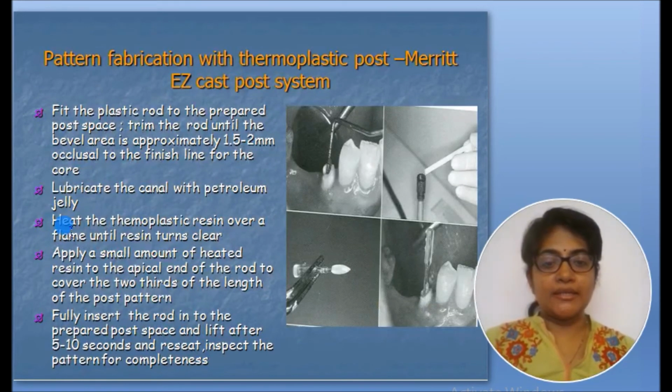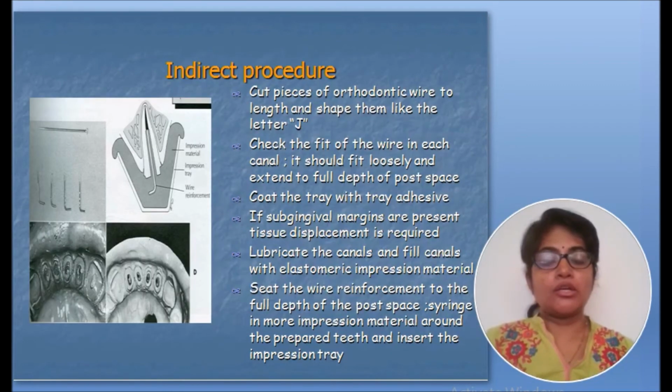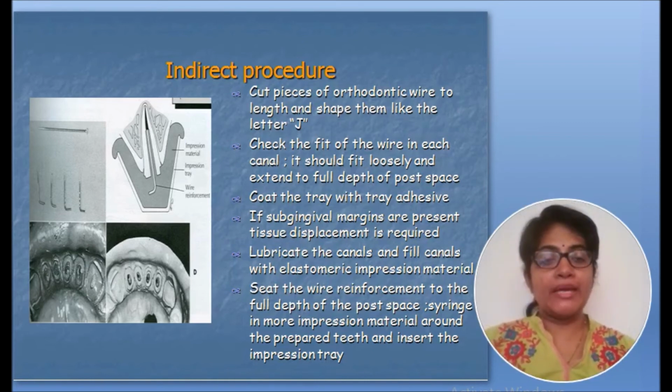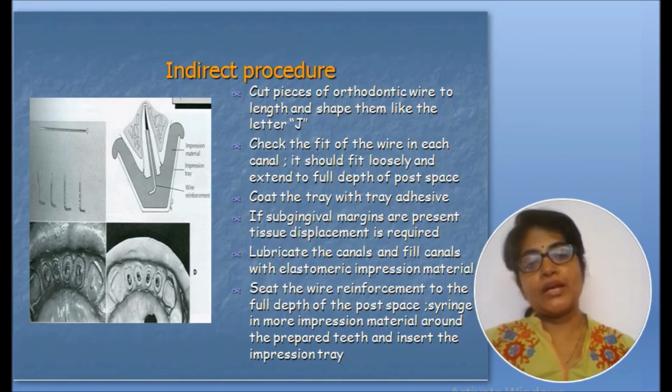Now you can see here that layer by layer we go on adding the material in the lubricated canal, and finally we get the pattern in place. Now this was the direct procedure. If we go for the indirect procedure, we have an option of making an impression of the canal space and then pouring a cast and then preparing the pattern in the laboratory on the cast.